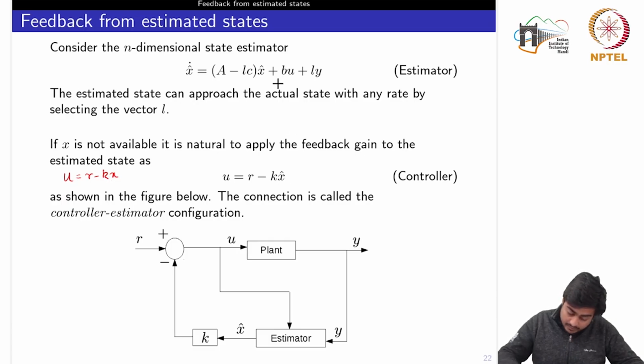If we see the block diagram representation, this is the plant having input and output u and y. Taking these two signals u and y, we estimate this x hat, and then this x hat we have further used to design the state feedback controller, which is given by u is equal to r minus K x hat. We call this configuration the controller estimator configuration, where obviously the state feedback part is the controller and it is taking the input from the estimator.